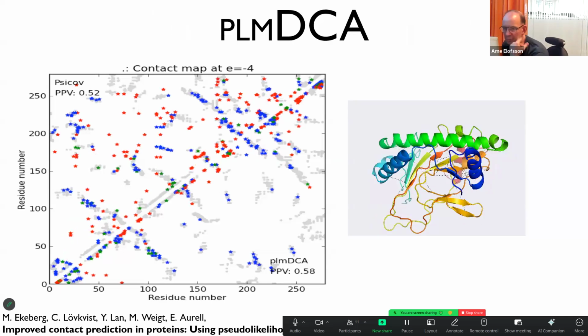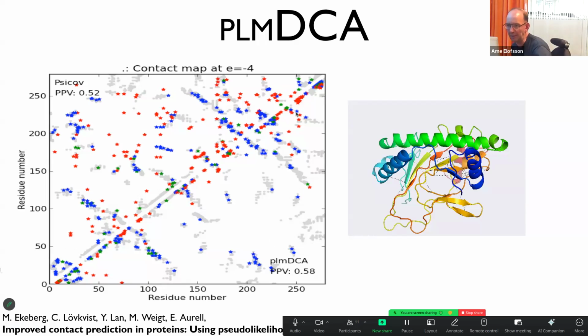If you use two different methods, one is called PLMDCA, one is called PSICOV, in both these cases they have about 50% correct, 52, 58% in this case. So these are the methods that take into account these indirect couplings. And you can see that you have contacts like here that are very far away from each other in sequence, between like residue 40 and 250, that are correctly predicted.